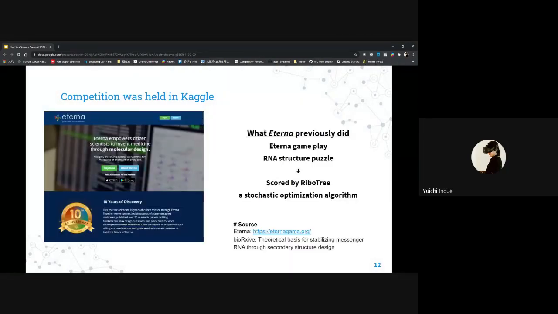About the sequence data used in the competition, the organization that held the competition originally used a game called Eterna to explore the structure of stable RNA in a game-like format. The game uses an algorithm called Tree developed by Eterna to predict the stability of RNA sequences created by the game participants, and it gives them a score.